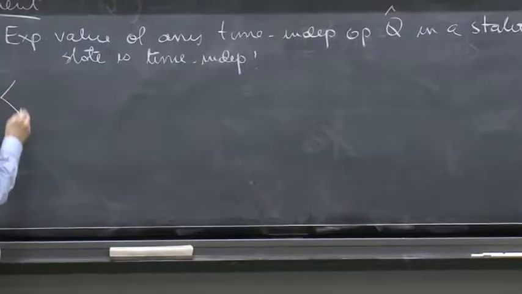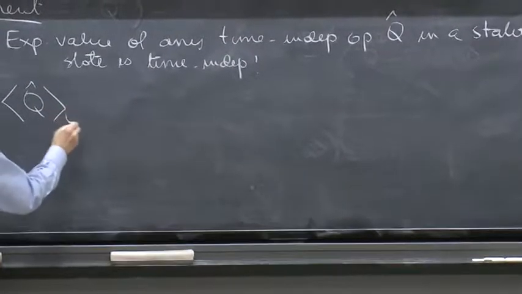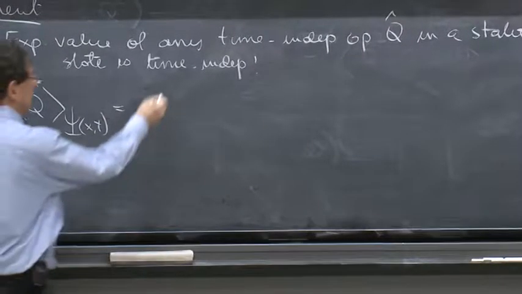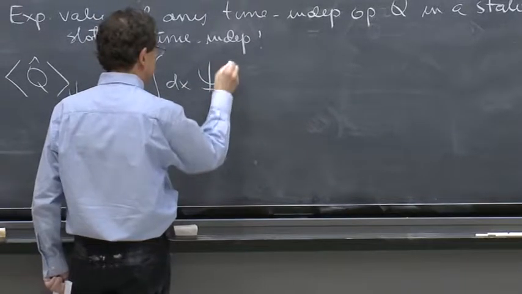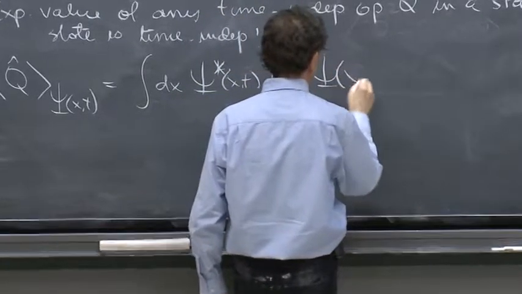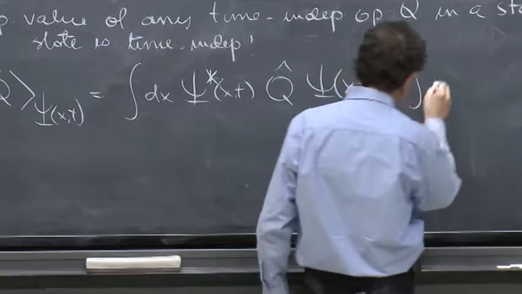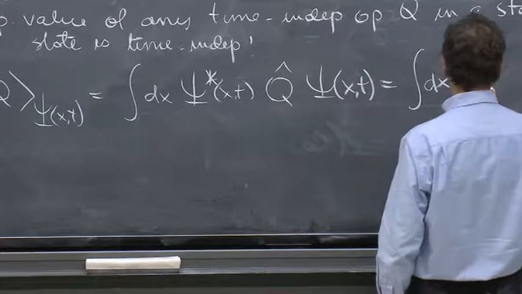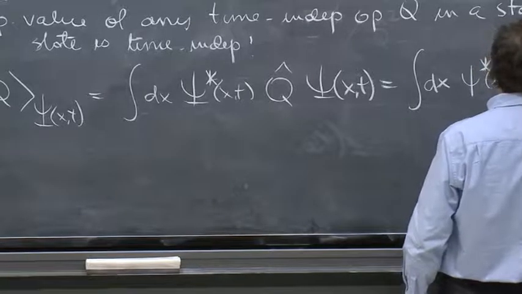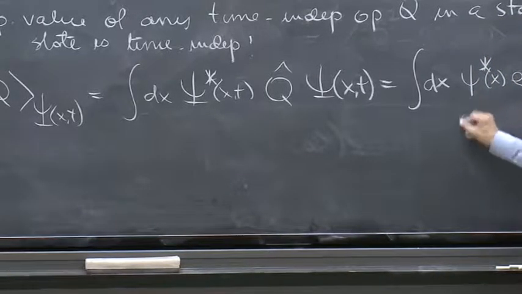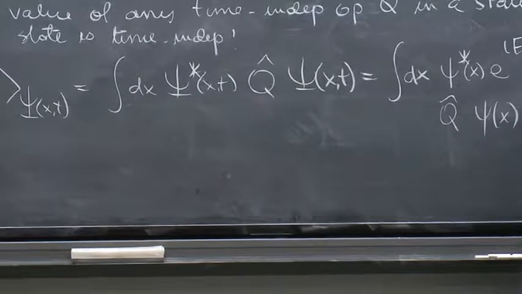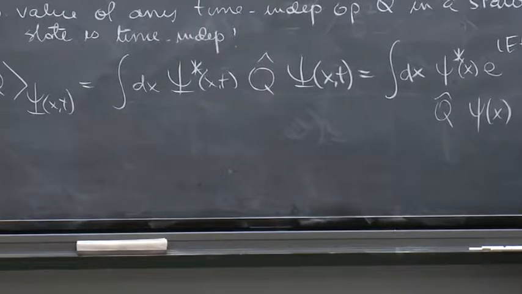So how does that go? It's just the same thing. The expectation value of Q hat in a state capital psi of x and t is, in general, integral dx capital psi star of x and t, Q hat, psi of x and t, equal to integral dx. You have to start breaking the things now. Little psi star of x e to the i Et over h bar, and I'll put the whole thing here, Q hat psi of x e to the minus i Et over h bar.